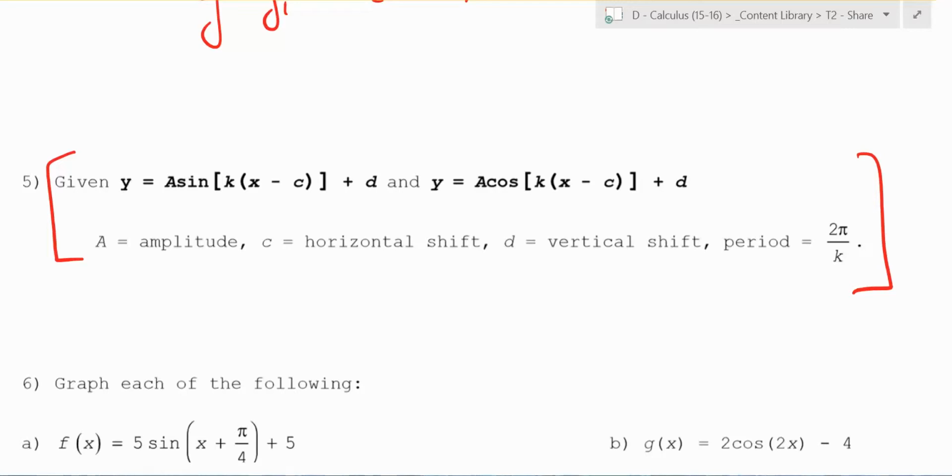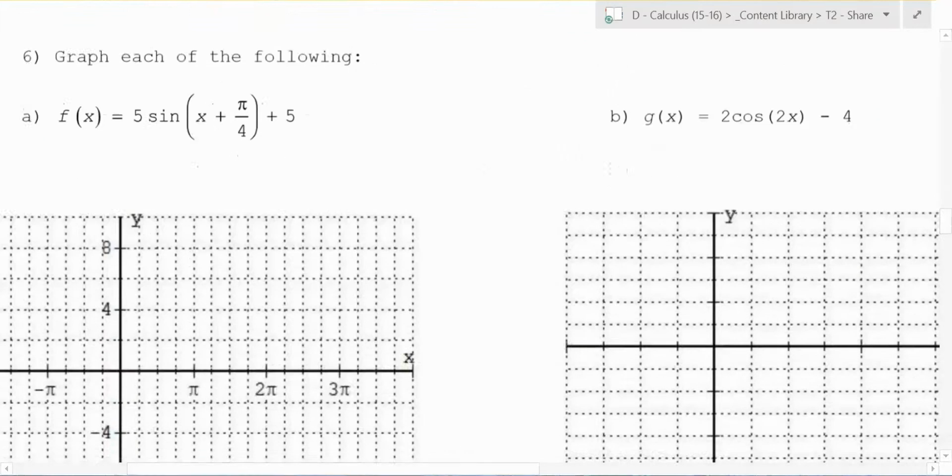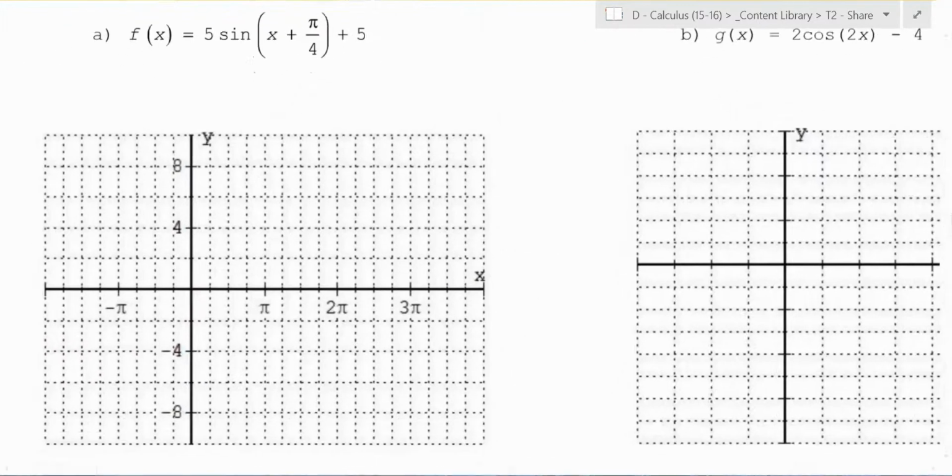You did this in pre-cal, yeah? Mm-hmm. Are they always going to be in this form? No. But if they are, you can use this form to graph. So what do I mean? Let's look at this one right here.